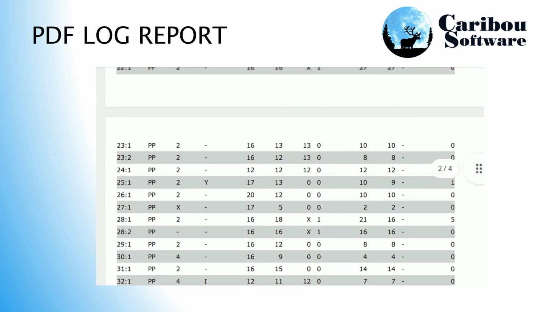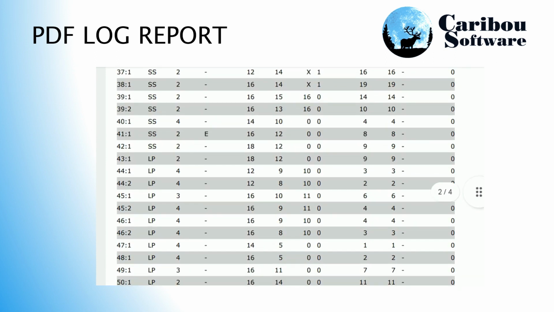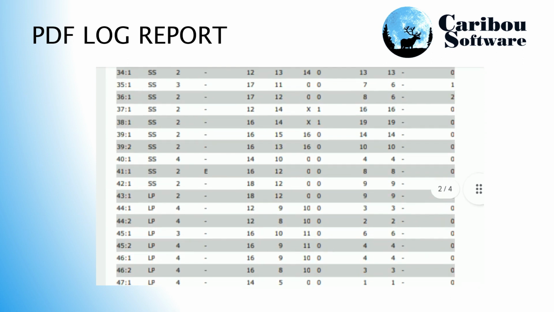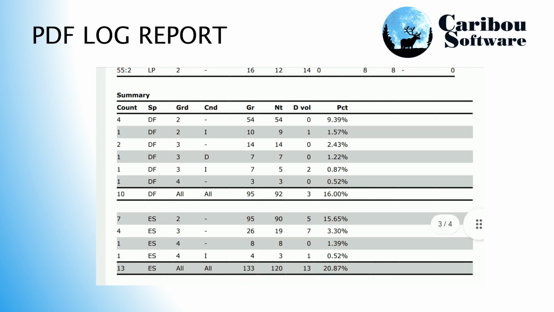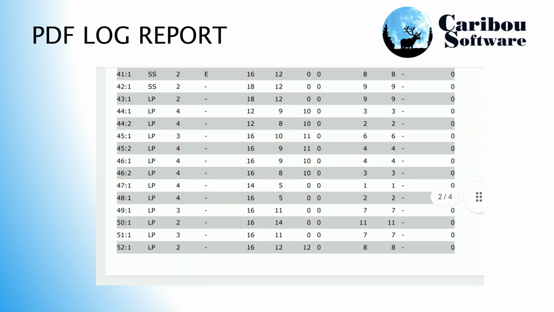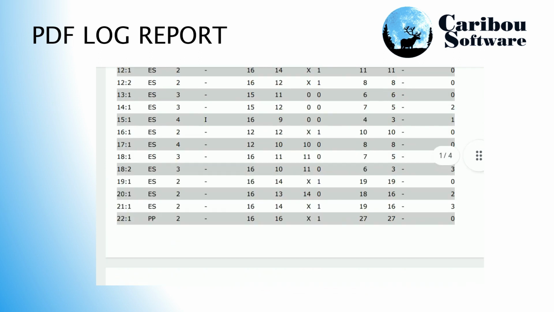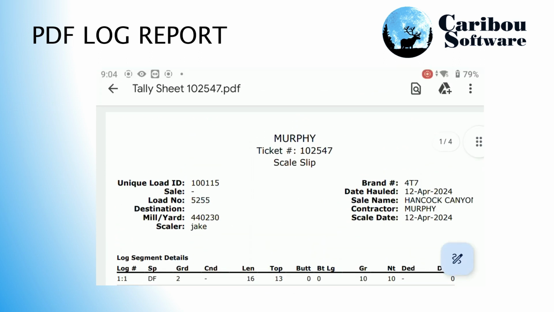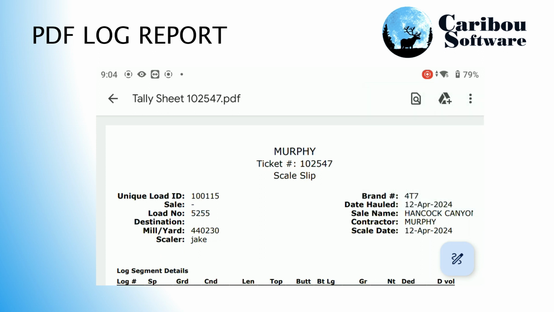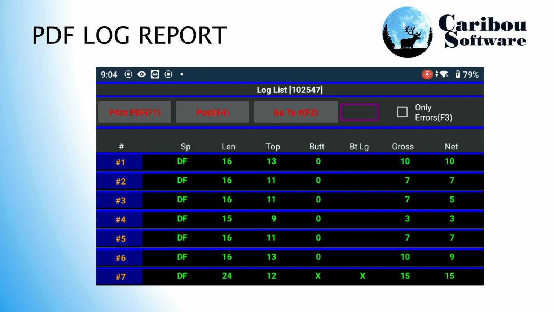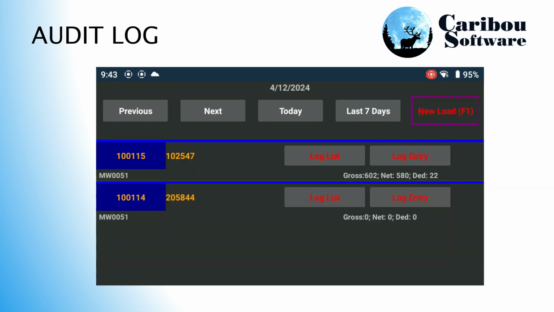This is the PDF, showing all of the detail for all the logs in the segments, including the species, grade, condition, board footage. It also includes a summary at the bottom that shows all the detail, species, and grade combinations. Scroll up and down. This PDF we can obviously print to a laser printer, or we can share it via Dropbox, via email. You can practically do whatever you need to do with the PDF.